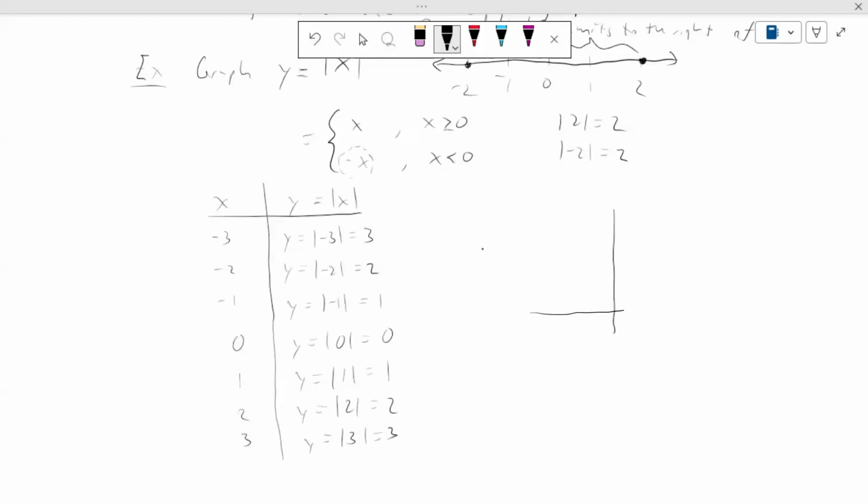All of my y values are positive. That's the thing about the absolute value of x: it's always positive y values. So my x values are 1, 2, 3, -1, -2, -3, and my y values are 1, 2, 3. I didn't label my axes. Here's the x-axis, here's the y-axis. Let's plot my points here. 0, 0 goes right here. Then 1, 1, 2, 2, and 3, 3. Ooh, don't like that.